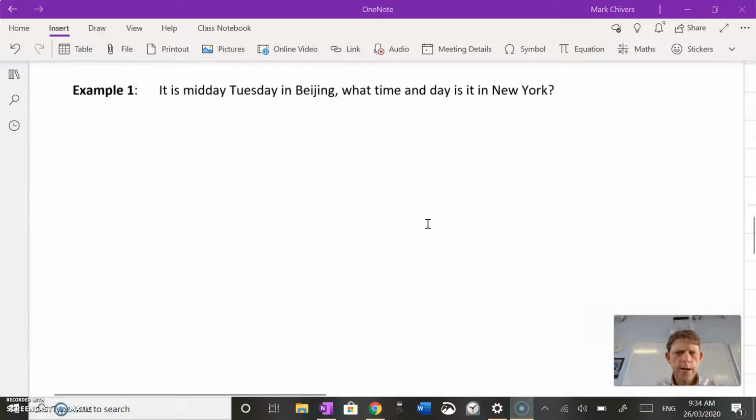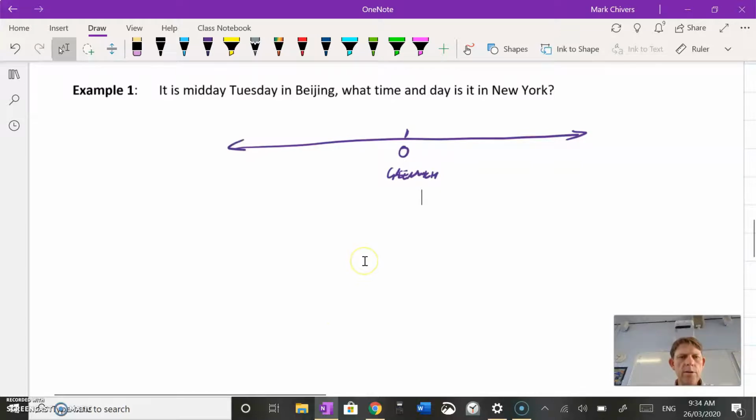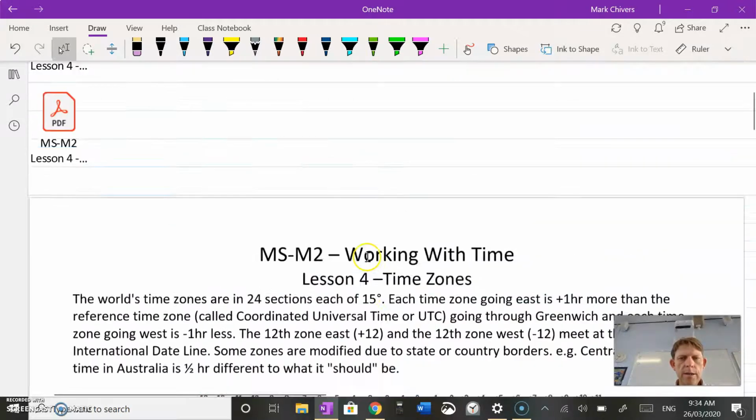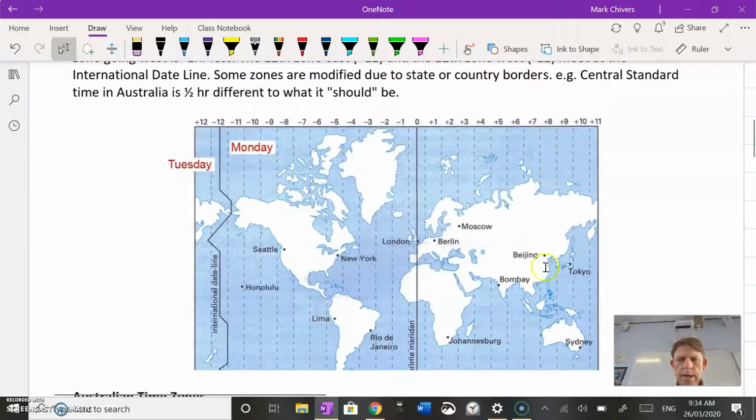Okay, so the first question we've got here is, if it's midday in Beijing, what time of day is it in New York? I find these things, much like the previous lesson, the best way to do this is with a bit of a number line. And if we put 0 in the middle, that's going to be Greenwich. And then we consider our position of each of the places. So if we're going to the east, we're going to add time. So if we look at Beijing, there's Beijing in the plus 8 hours section. So it's 8 hours east of London.